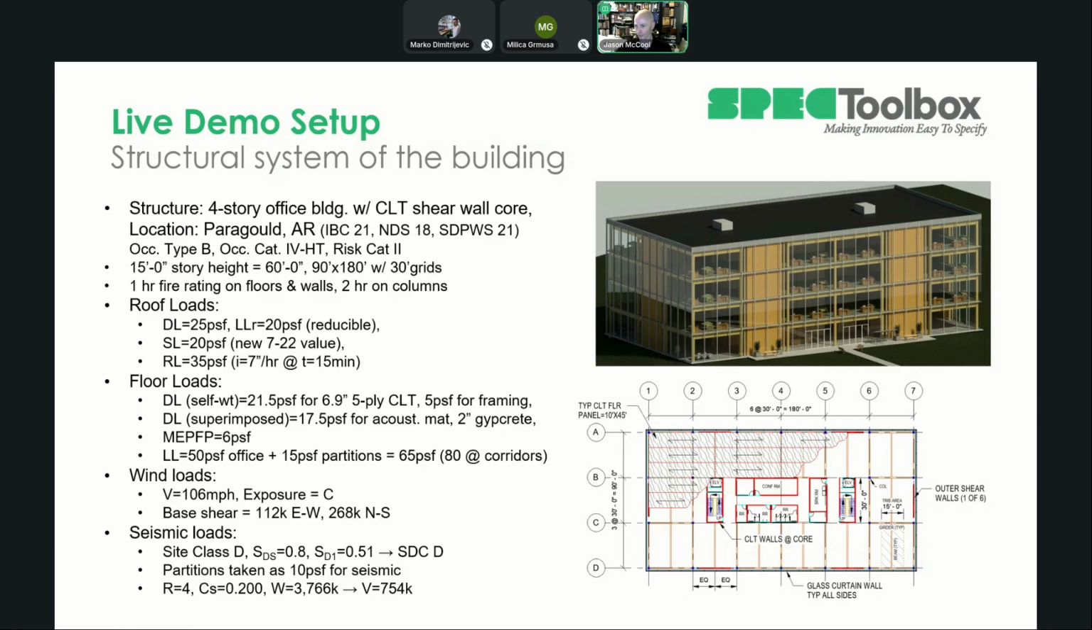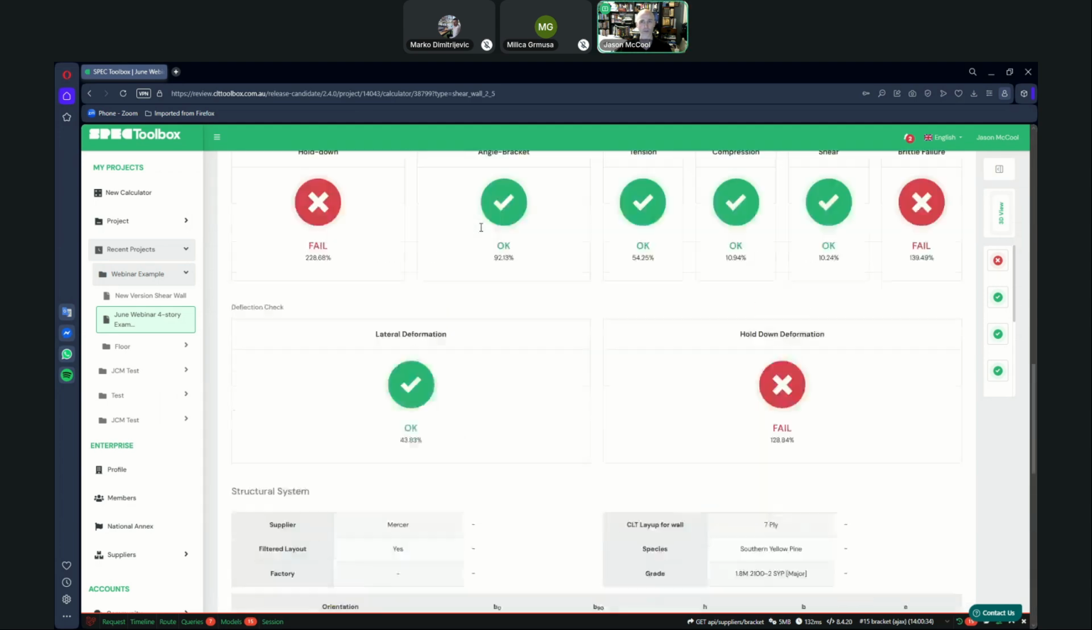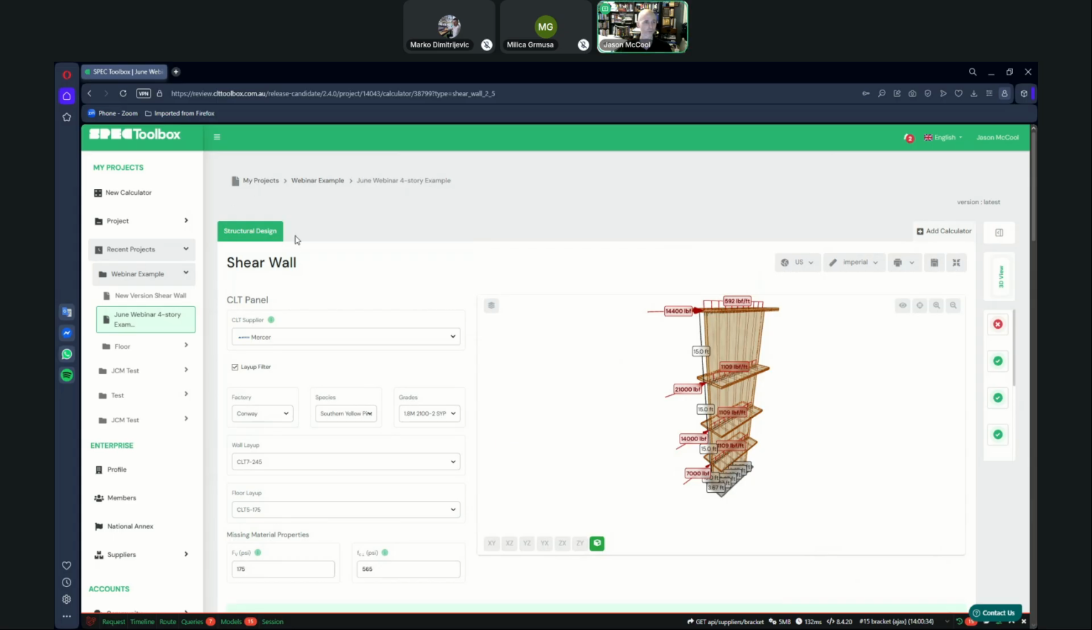And so now let's swap over to my calculator here. Okay, so this is the shear wall calculator for the US in SPEC Toolbox. You can see here I can pick my CLT supplier, and then what I've done is filtered for this Conway plant. I'm using a Mercer. It has a plant like an hour away from my house and probably maybe 3 hours away from the job site in this example.